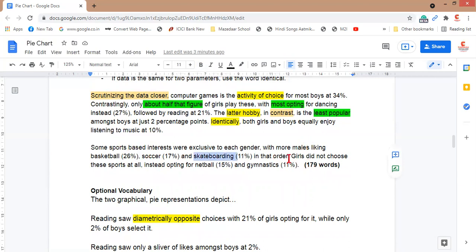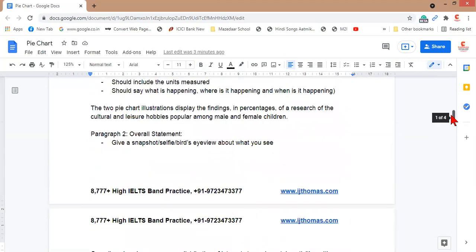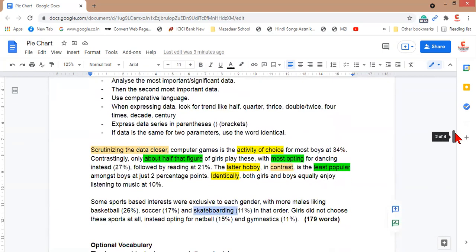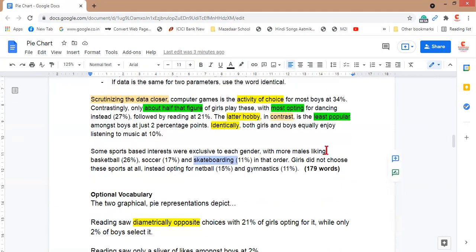And then I mentioned that girls did not choose these sports at all, instead opting for netball and gymnastics. So here we mentioned that girls were not choosing any of these pastimes, that is basketball or skateboarding, but they were only going for gymnastics. So that's my short teaching on how to interpret data using words which will help you to get a higher score.